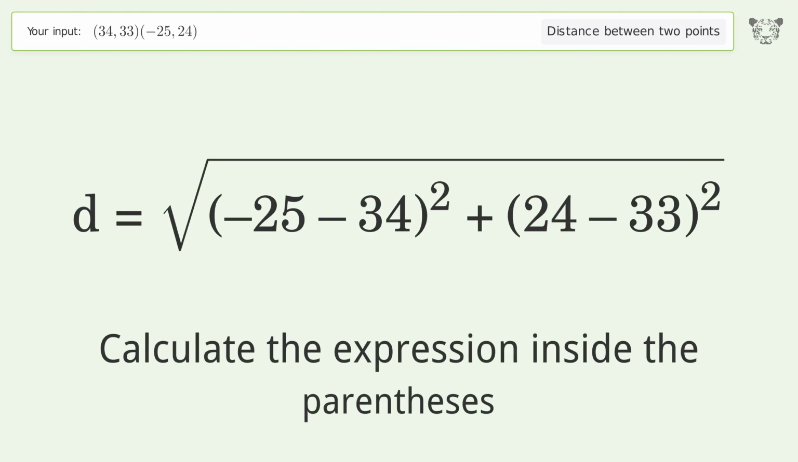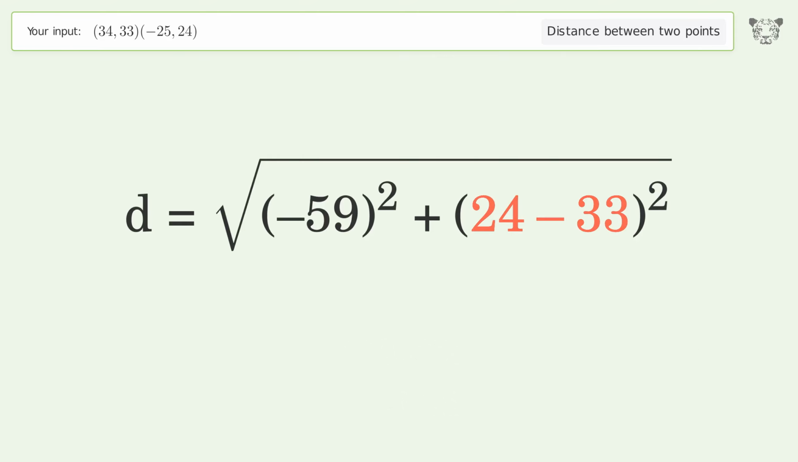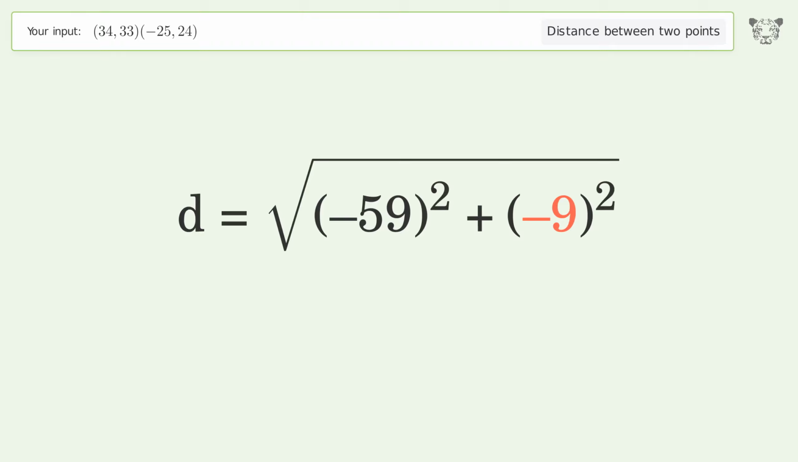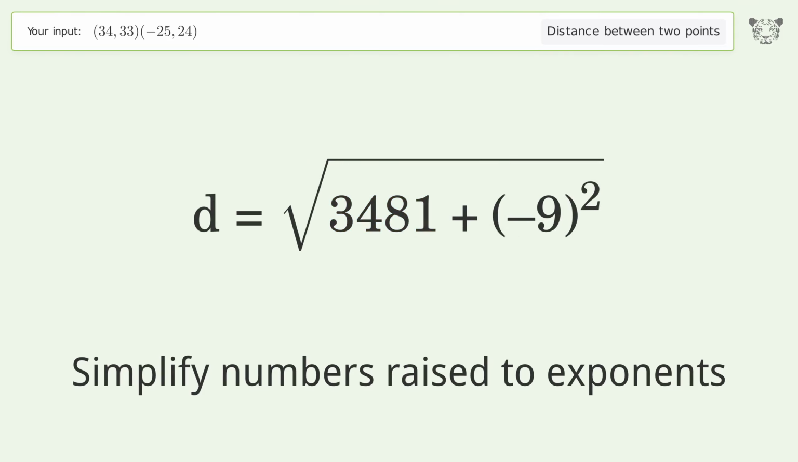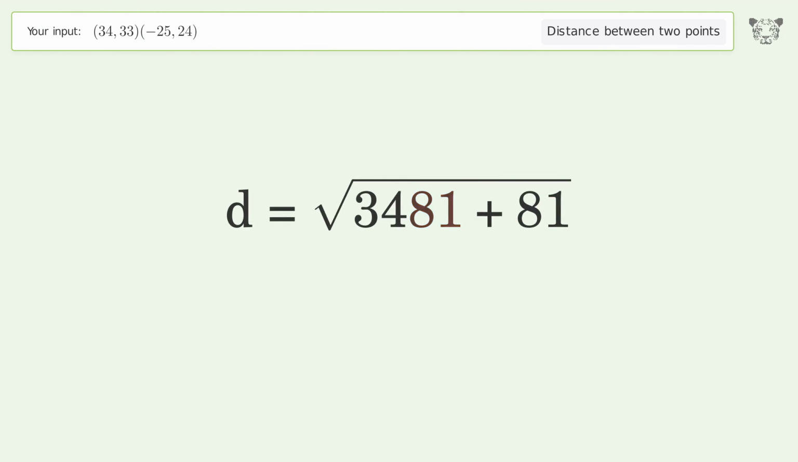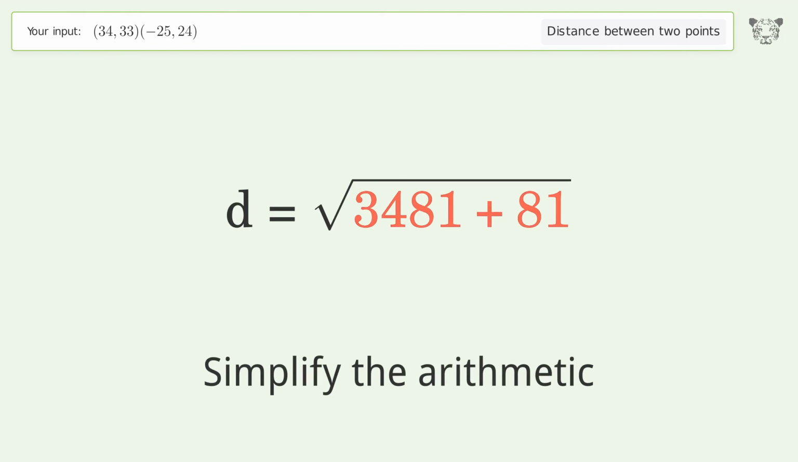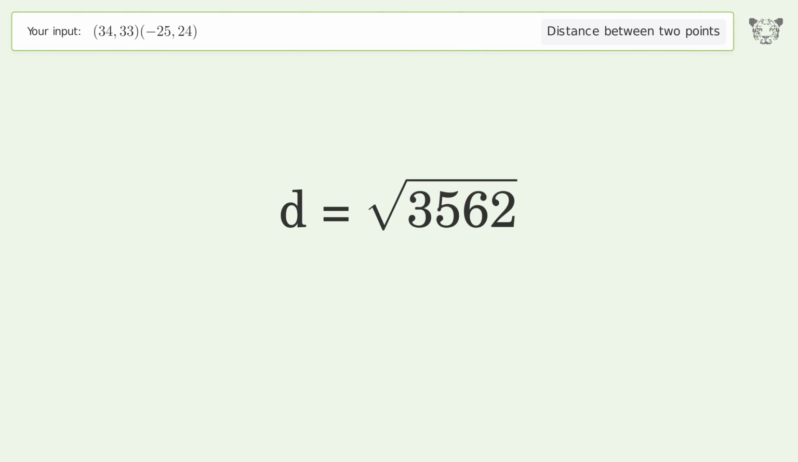Calculate the expression inside the parentheses. Simplify numbers raised to exponents. Simplify the arithmetic. And so the distance between the 2 points is the square root of 3,562, or 59.682.